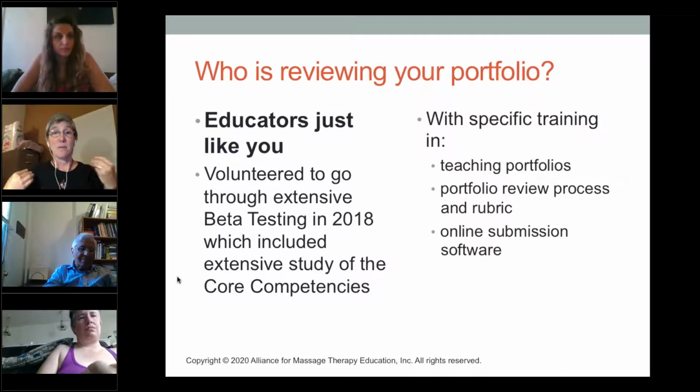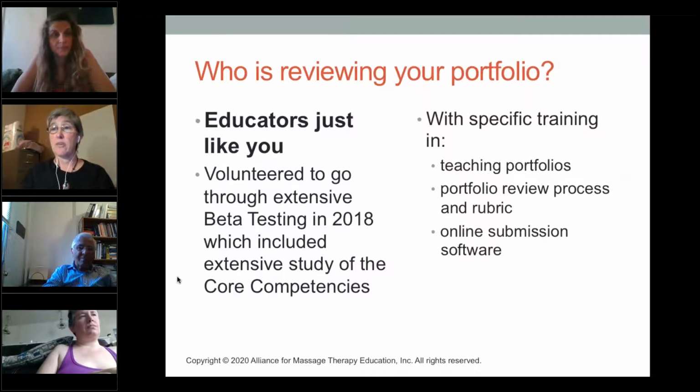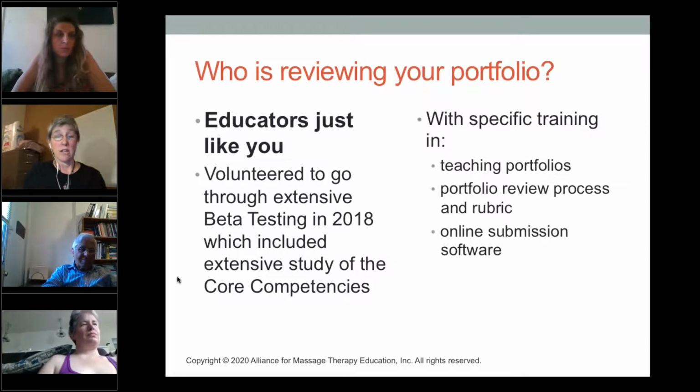So these are people who are experts in the field, but also just people who know because they're standing in the front of the classroom. And so they went through this extensive beta testing project, which included an in-depth study of the core competencies. So they really have taken a look at and then done what you're probably doing now, which is reading through those and seeing if you can understand what each of the standards is saying.